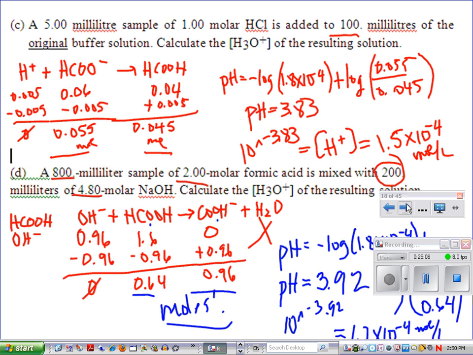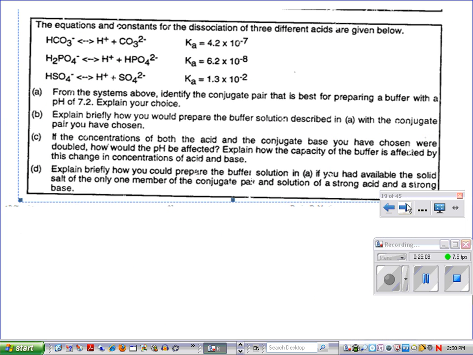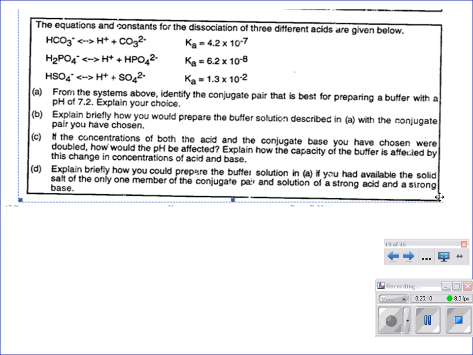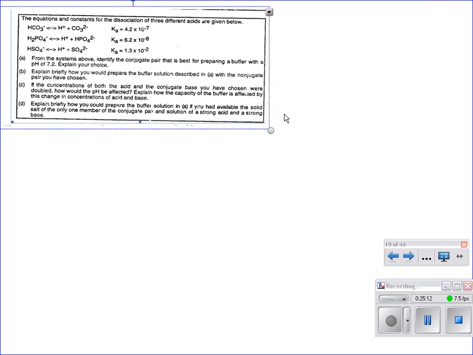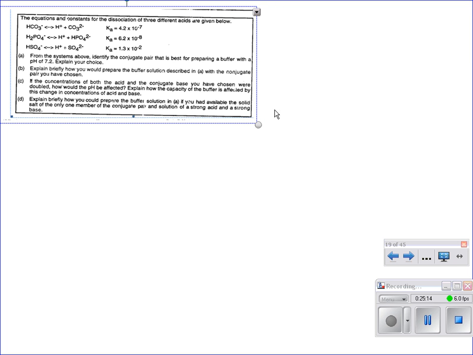Pausing for questions. All right, moving on. Probably going to make this a bit smaller so y'all can read it on your papers better.